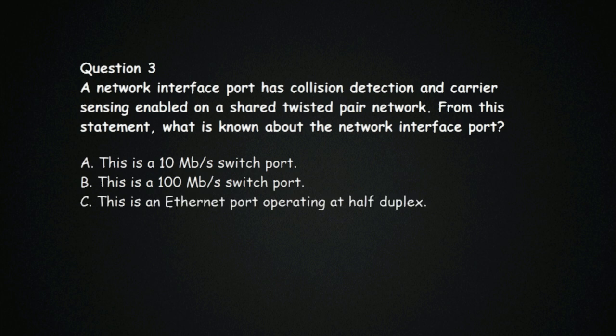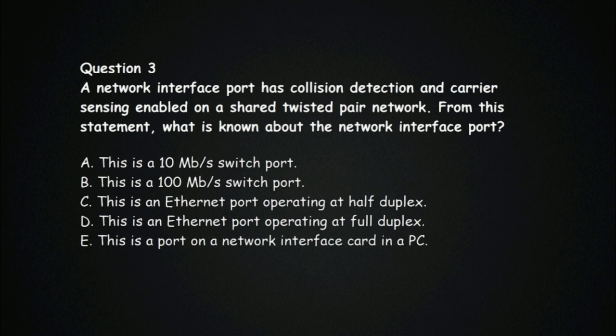C. This is an Ethernet port operating at half duplex. D. This is an Ethernet port operating at full duplex. E. This is a port on a network interface card in a PC. Answer is C.